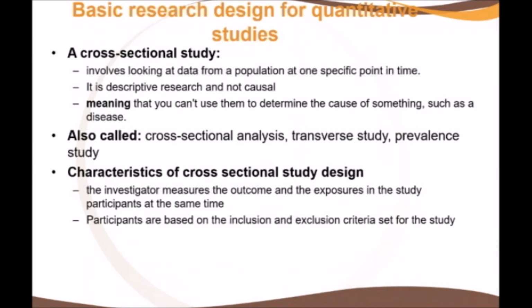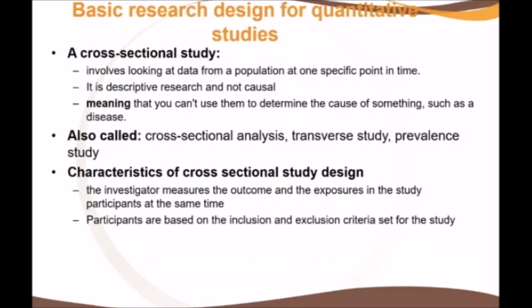So you go into the community, and you measure both the outcome and exposure at the same time, as opposed to the experimental study designs, where you first administer the exposure, which is the independent variable. Like in the case of the yeast study, you determine what levels you want to feed the chicken. You feed them, then after a while you come back and measure the weight of the birds. So the two are measured at different levels, while in observational studies or in cross-sectional study designs, you measure the two at the same time. And participants are based on the inclusion and exclusion criteria set for the study.